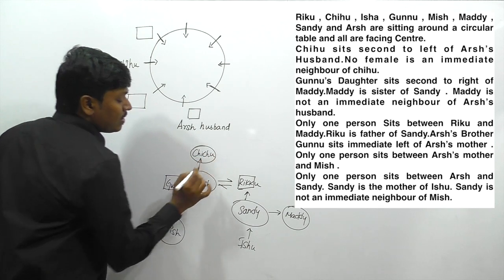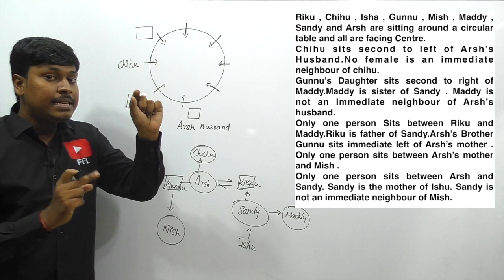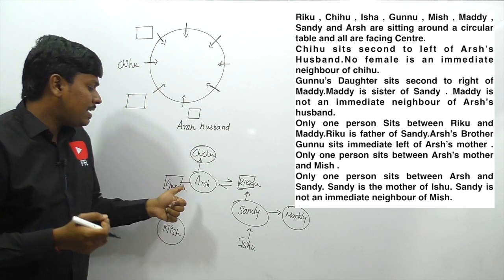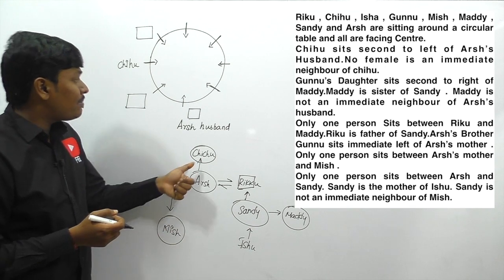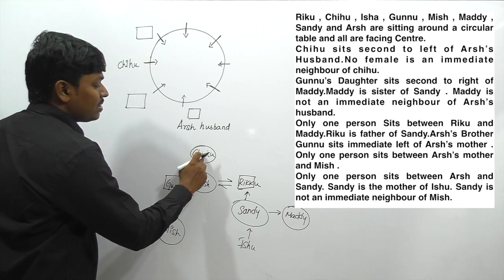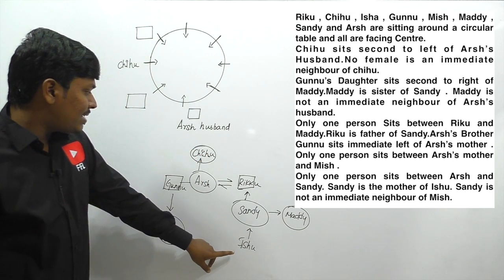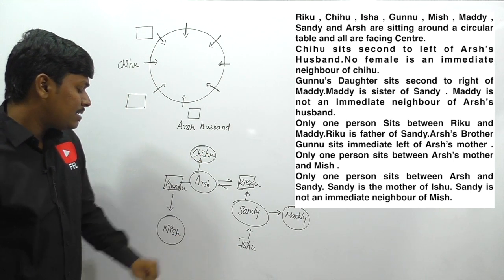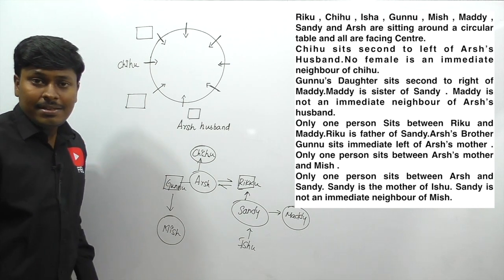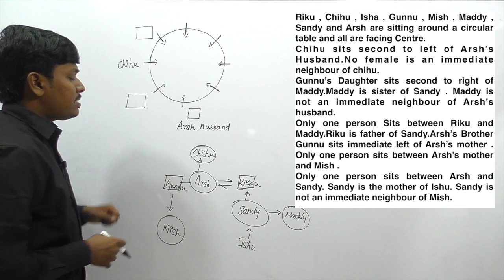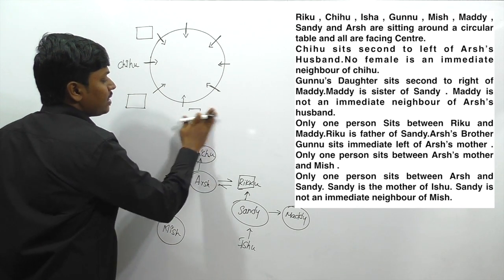So friends, clear on the concept, right? They are saying that only one person sits between Ash's mother and Mish. So we can definitely say that Ash's mother will not be Mish, right? So Mish should be Gunnu's daughter, and the remaining only one person, that is Chikku, should be Ash's mother. But still we don't know the gender of this person Issue, whether he is male or female. So friends, we have now completed this blood relation. So let me target the circular arrangement, friends. See friends, who is Ash's husband? Riku. So we can say that Riku should be placed here.